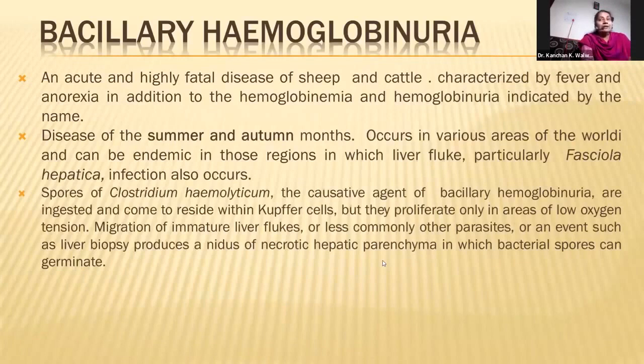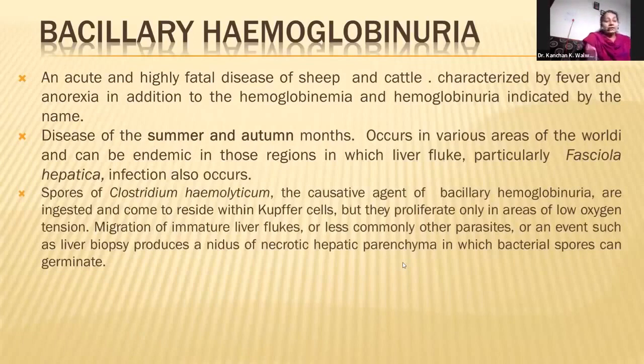There are many factors which cause hemoglobinuria. One important diagnostic factor in the case of bacillary hemoglobinuria is the season. Actually, it is more common in summer and autumn, and this is particularly seen at the time when the fluke population is more in the animals.